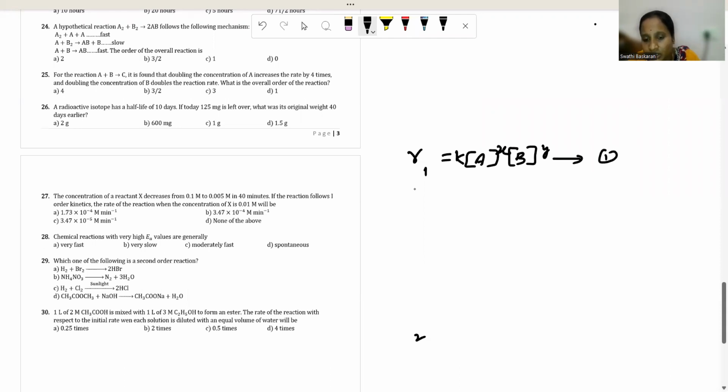What is equation 2? Rate 2 is the condition where the concentration of A is doubled. So I will write (2A) raised to the power x, and B's concentration is kept constant, so B raised to the power y, which will be equation 2. And if you increase the concentration of A by 2 times, the rate is also increasing by 4 times, so the rate here will become 4R. You need not put R2 here; you can avoid numbering R.